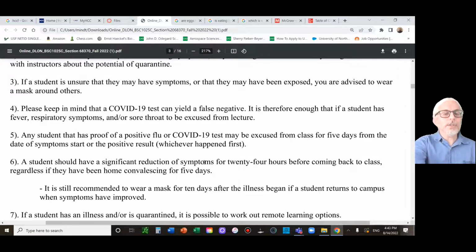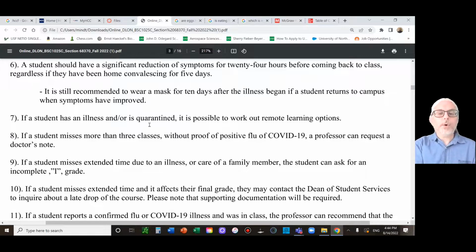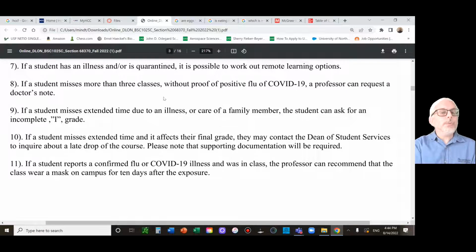See, if you have a significant reduction of symptoms, you can come back to class, but only if you've been gone for 5 days. And you got to be home for a while, making sure you are getting over it. And then even if you come back, you're recommended to wear a mask. Again, if you're quarantined, talk to us. Might be able to work out. I can't do live lectures for you, but I can try my best to work things out with you, of course. So if you miss more than 3 classes, I have the ability to ask for a doctor's note before you would come to class, that kind of idea. Come to my office hours, that kind of idea.